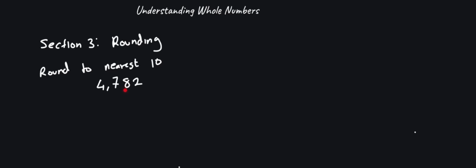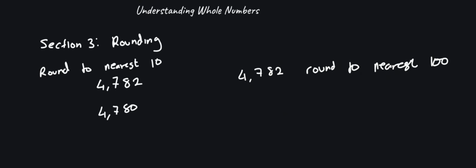The tens in this case would be the 8, that should be 80, but then we look at the 2. We look at the number that's after it. Is it above 5 or is it below 5? Well, the 2 is below 5, so we round it down. So that means this would be 4,780.